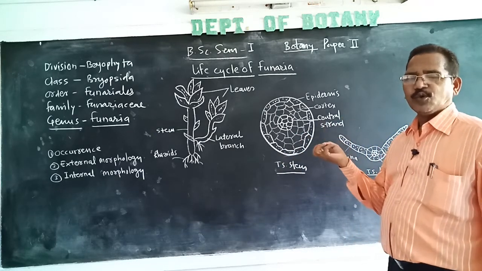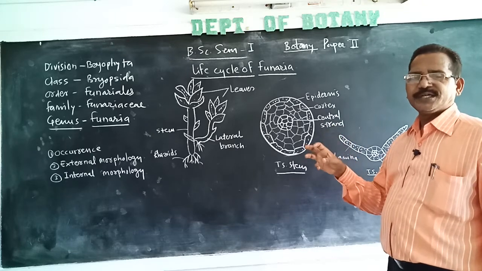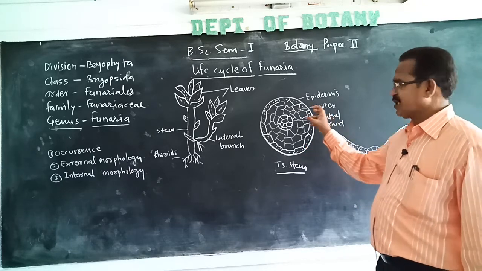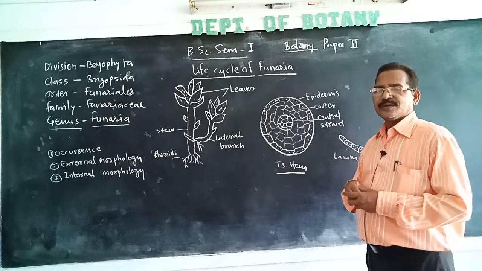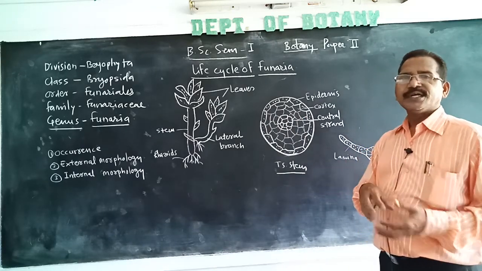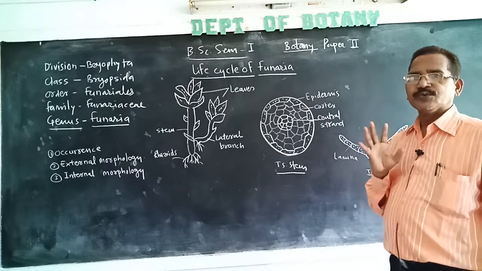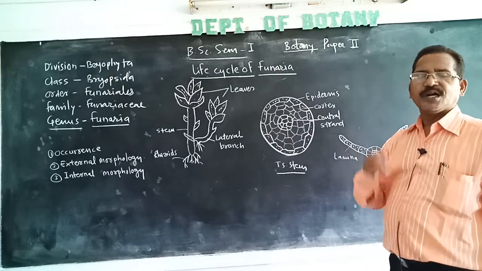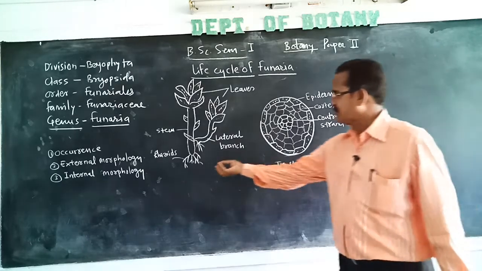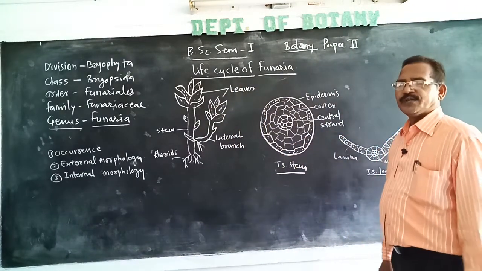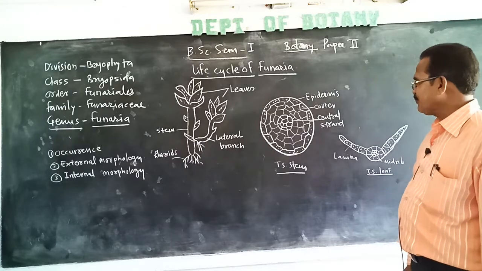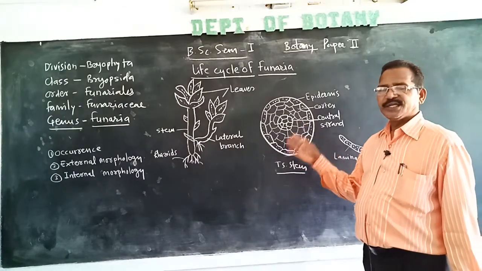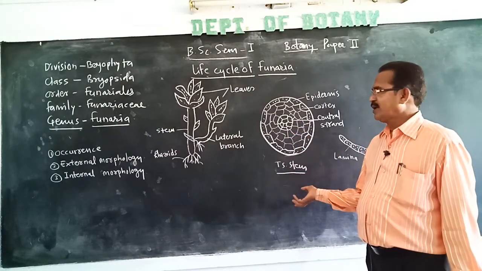meaning they are hollow. Hollow cells are present in the central part. They are called the central strand, which acts as a conducting tissue. That means they conduct water and minerals from the substratum to the aerial part of the gametophyte. This is about the internal structure of the stem.